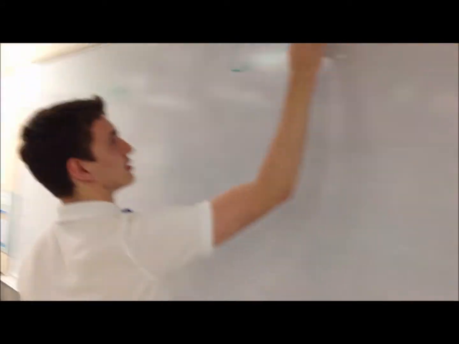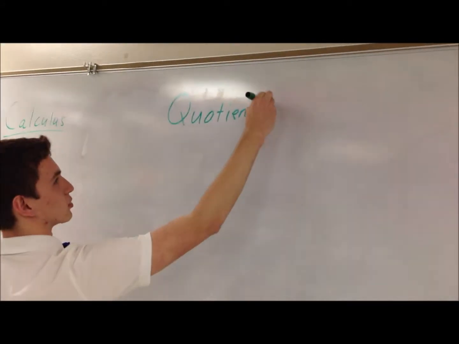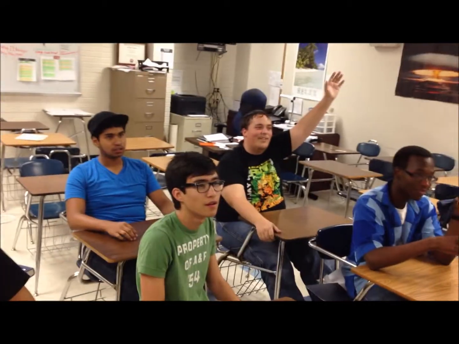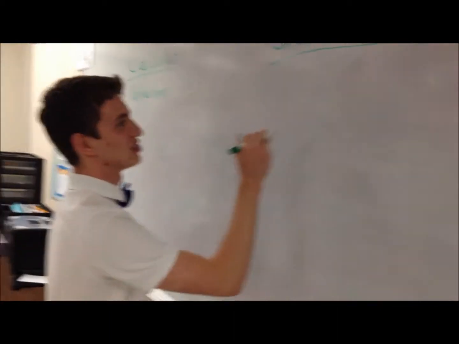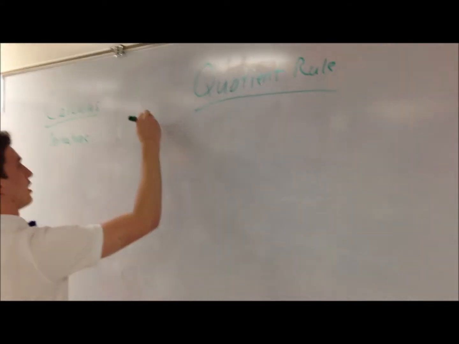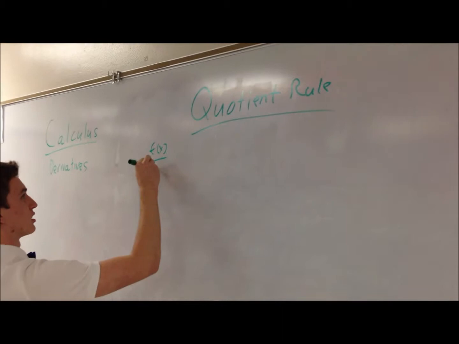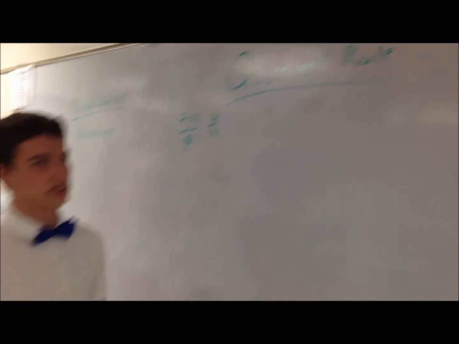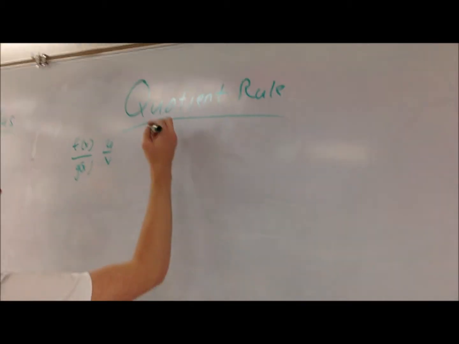Next thing on our curriculum is quotient rule. Quotient rule is used for when you're dividing a function. So let's say we have f of x over g of x, or u over v. This is what we would use, quotient rule. And the rule for quotient rule is u prime v minus v prime u all over v squared.